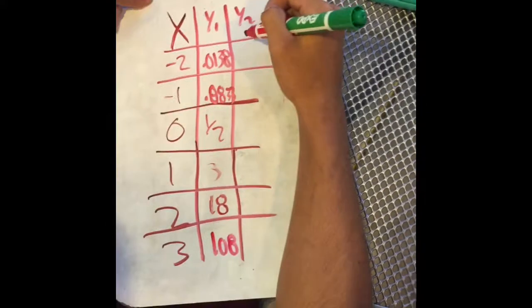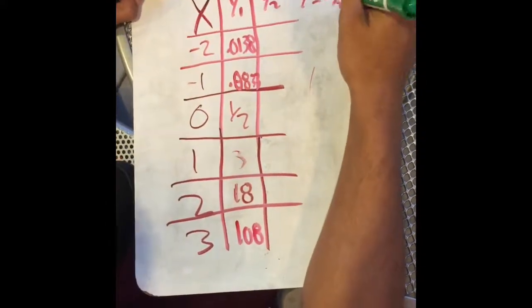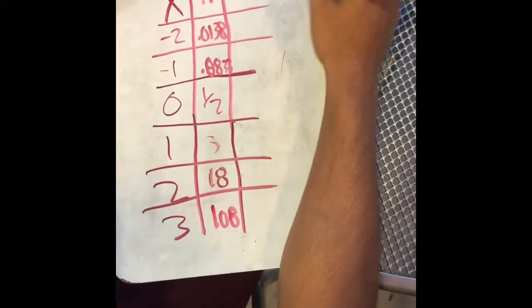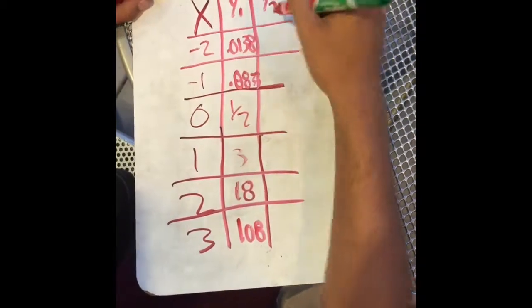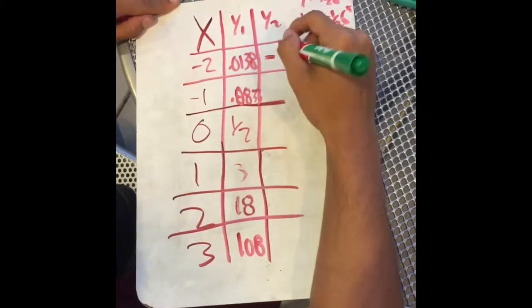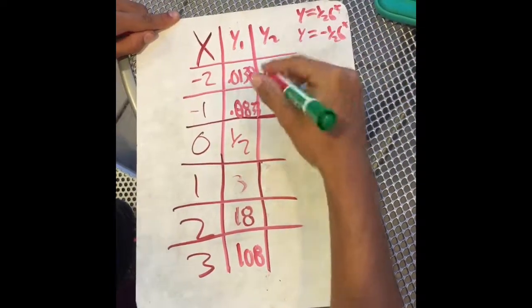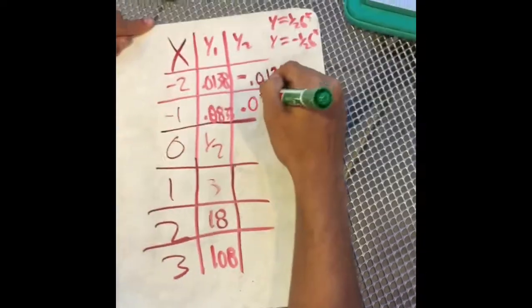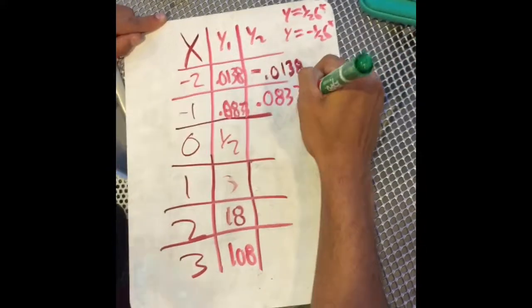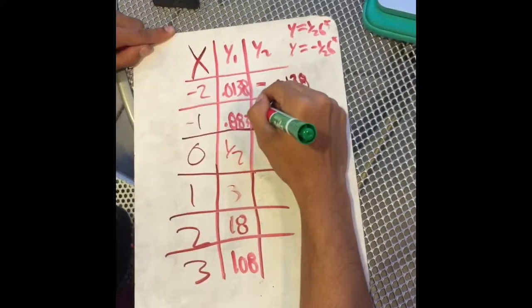And then for our second part, since our 1/2 is just negative in this section, we will just have to flip these to negative. So instead of positive, it'll be 0.0138 negative. And we'll just continue to do this for all of our y coordinates.